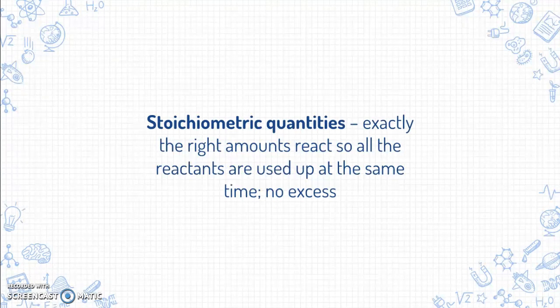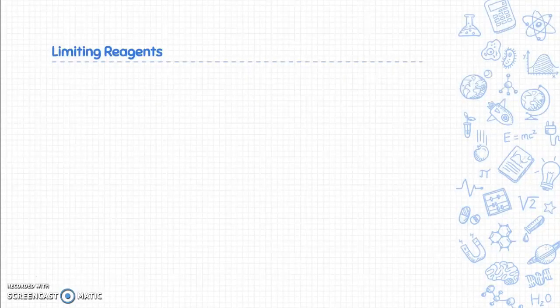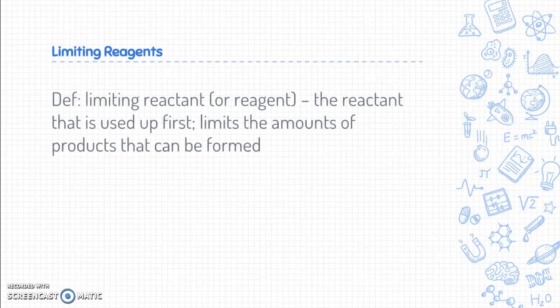In the practice problems of the day, there was that problem that said there was 4.81 kilograms of hydrogen and it reacted with excess tungsten 6 oxide, I believe. That means that these were not in stoichiometric quantities. In fact, there was a limiting reagent. A limiting reagent or a limiting reactant is the reactant that's used up first, the one that limits the amount of products that can be formed.